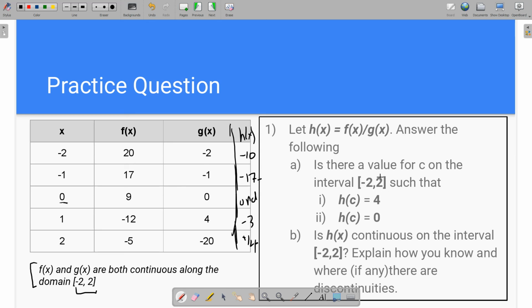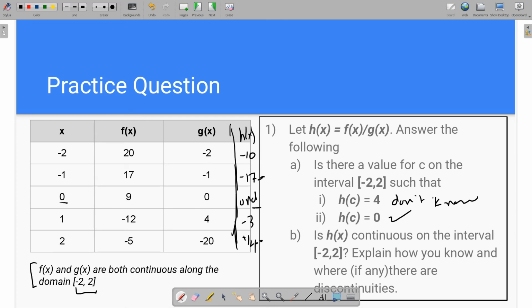So is there a value for c such that h of c was equal to 4? We can't say. Don't know. Because there's nothing here, our range goes from -17 to +1/4. So because of that, 4 falls outside that range, and we just don't have enough information. We can't say with certainty that there is. We can say for certainty that there is a 0 value, because we at least go from -3 to 1/4.